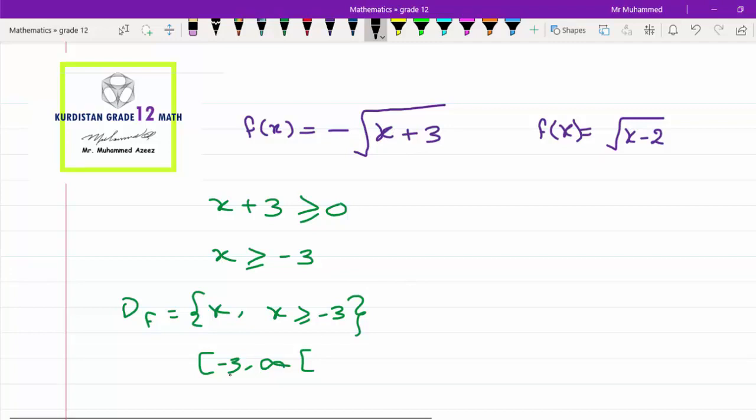If we input, for example, 10, 10 plus 3 is 13. The square root of 13 is a number more than 3, and then it will be negative. If we input, for example, 97, 97 plus 3 will be 100. The square root of 100 is 10, and with this negative it will be negative 10. So as you see, we didn't get any positive number from this function by inputting these possible numbers.